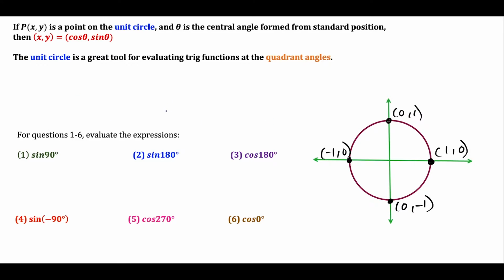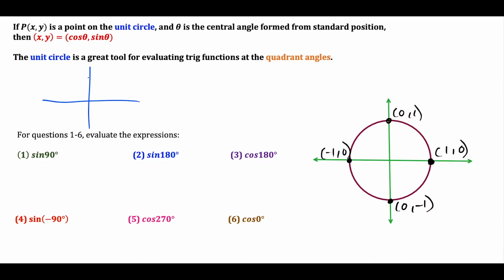So we have these notes here, and we want to go through a few questions. And the way this formula works is that any point x, y corresponds to cosine theta, sine theta, where theta is the central angle formed from standard position. I just want to go through a quick derivation of where that comes from.